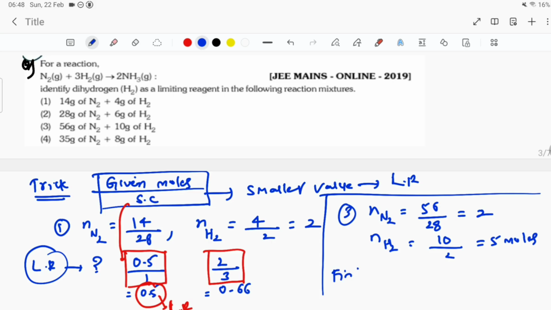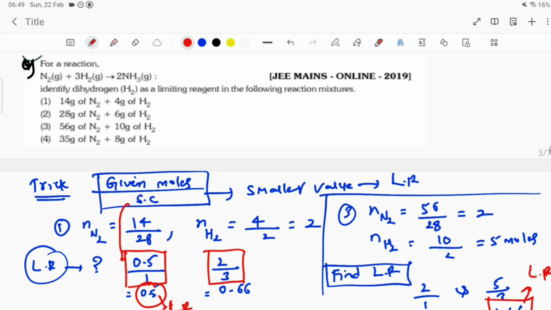Now find the limiting reagent. Use this simple trick. In finding LR, take given moles by stoichiometric coefficient. So 2 by the stoichiometric coefficient of nitrogen, 1, and here 5 by the stoichiometric coefficient of hydrogen, 3. So we are getting 2 here, and next, 5 by 3, which is 1.66. See now, the lower value we got here. So that's why it is the limiting reagent.